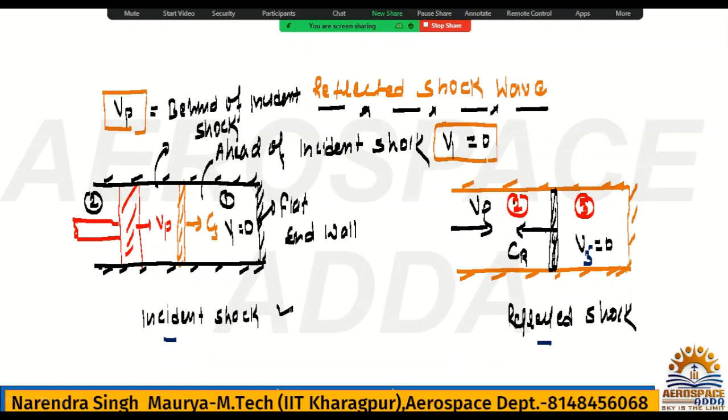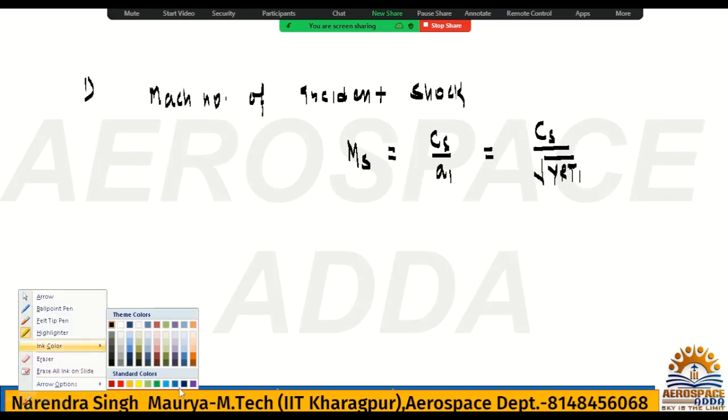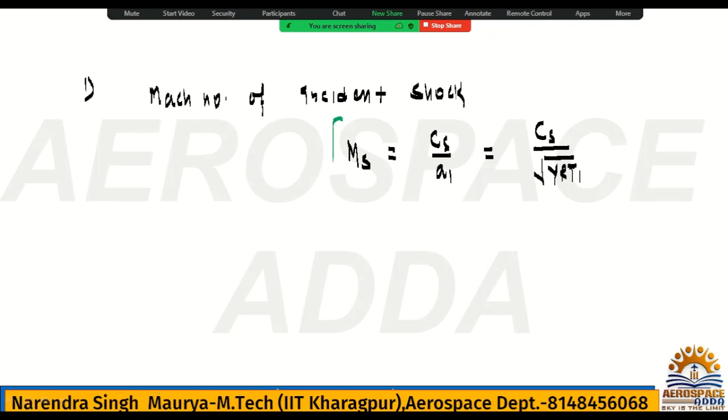So we will write the Mach number for this. What is the Mach number? Ms. It is just like a moving shock, so the same formula we will write. Incident shock is just like a moving shock. So what is the Ms? Ms will be the speed of the moving shock, here Cs, divided by A1, or you can say Cs over root of gamma R T1. This is the formula you have to use.